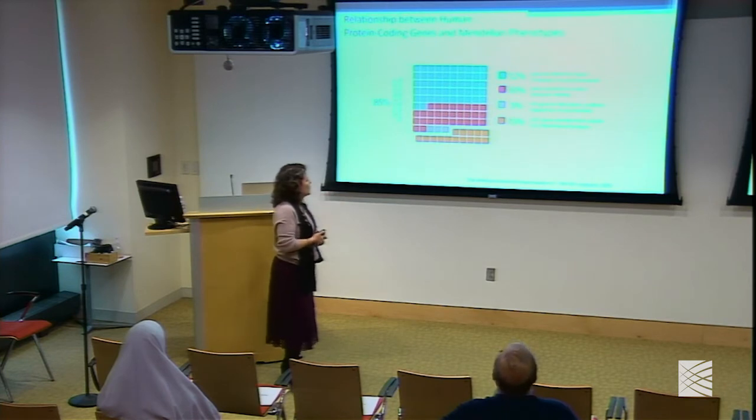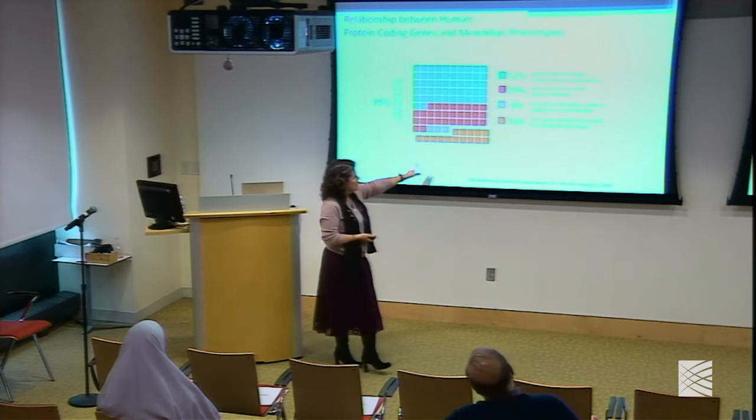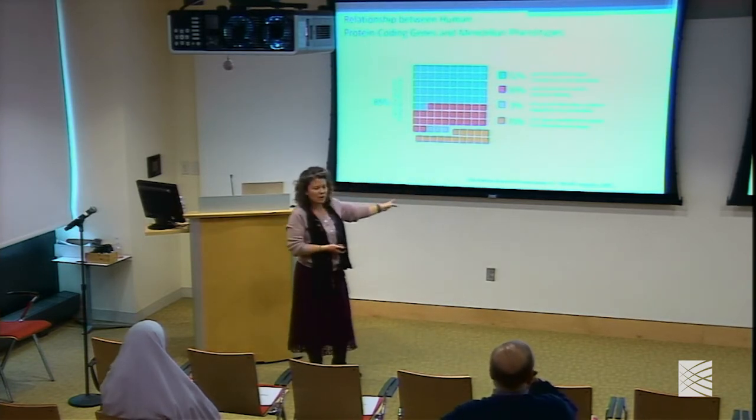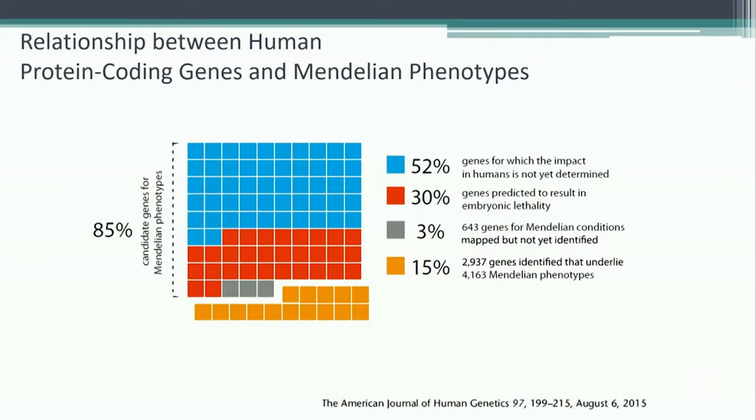And this is a review from Mike Bamshad's group where they looked at all of the genes in the genome, and they were able to assess that about 15% have been implicated in Mendelian disorders. About 3% are Mendelian conditions mapped to locations in the genome, but for which the genetic etiology has not been identified. About 30% are predicted to cause embryonic lethality and therefore not ever show up as a phenotype in humans until we can do better prenatal and early development analyses. And then about 52% of genes, we really have no idea whether they would cause a Mendelian phenotype or might be not disease-causing if deleted.